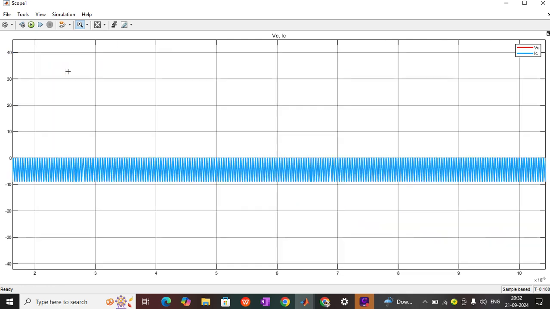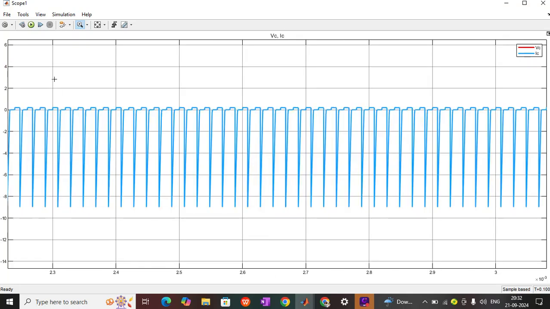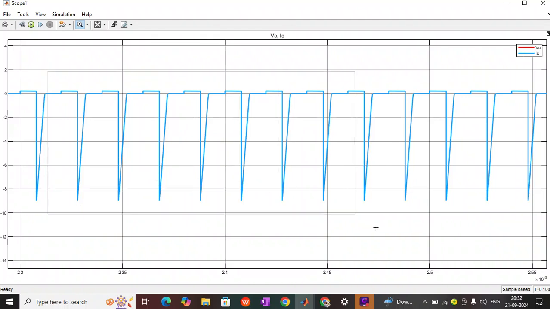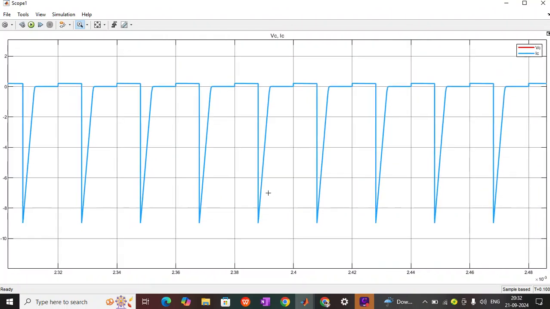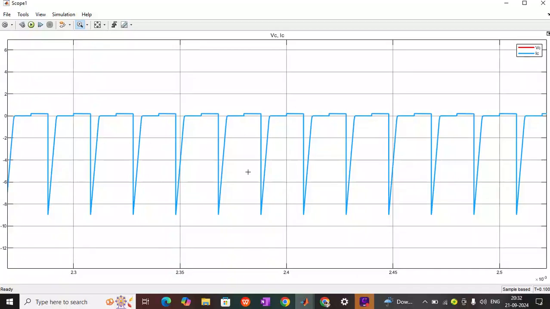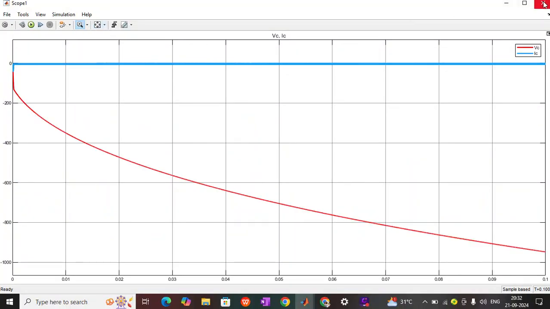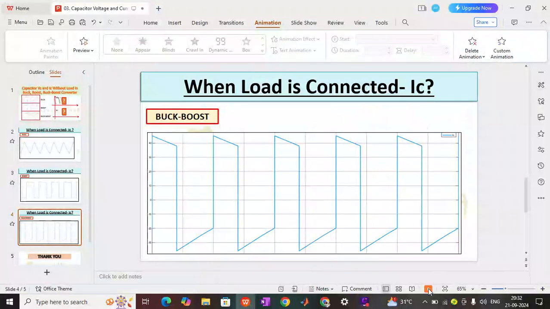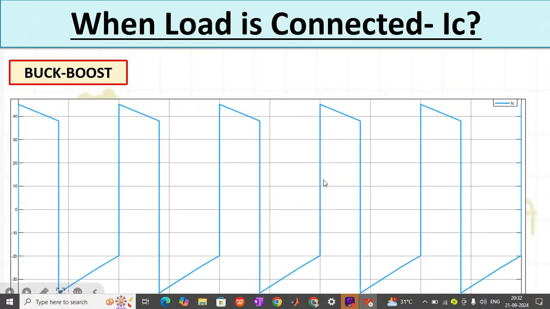And the current waveform is like what? Some particular value. So this is some kind of waveform of IC. You can look into how this nature will come. I just wanted to show you what IC and VC will look like for the buck converter, boost converter and buck boost converter.